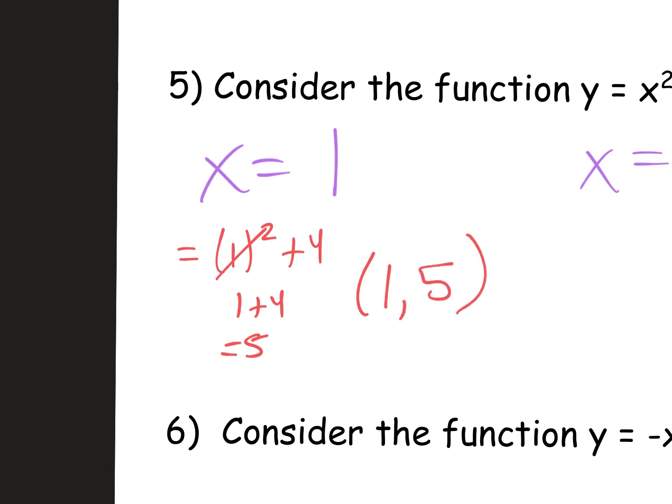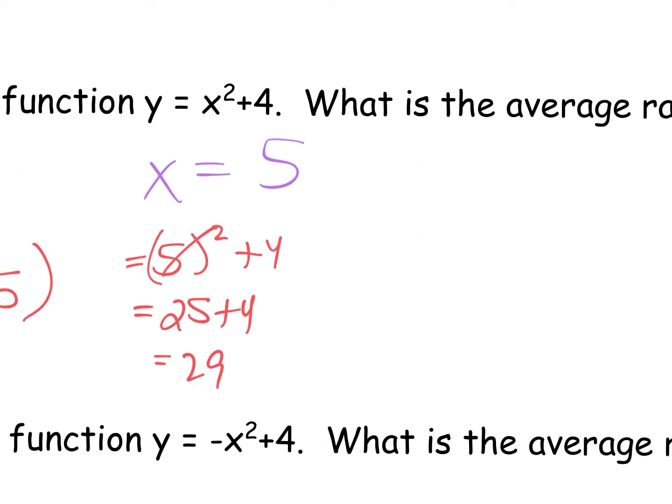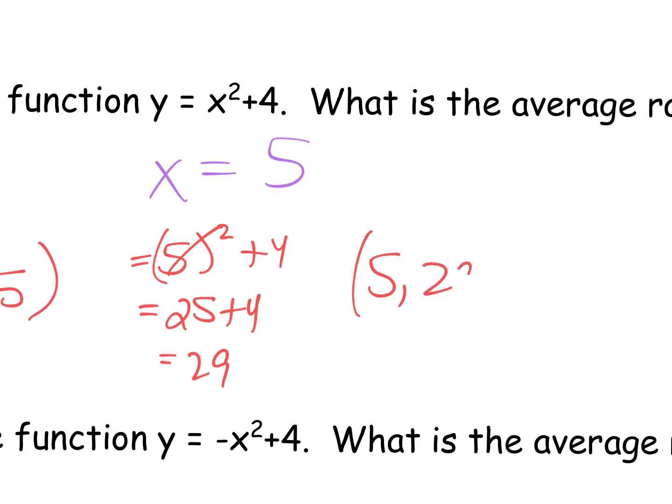5. There's my first ordered pair. Now we're going to do the exact same thing, but I'm going to plug in x is 5. So I have 5 squared plus 4. What's 5 squared? 25, and 25 plus 4 is 29. So my other point is (5, 29).